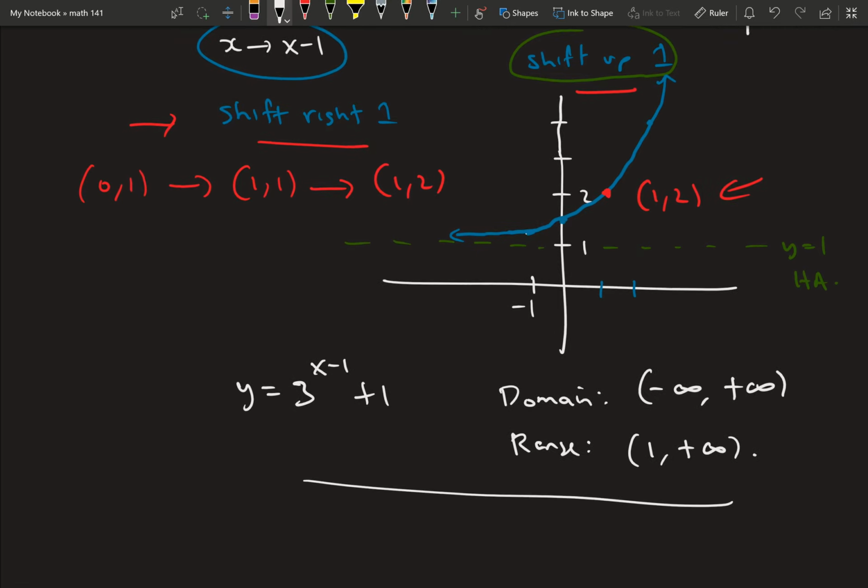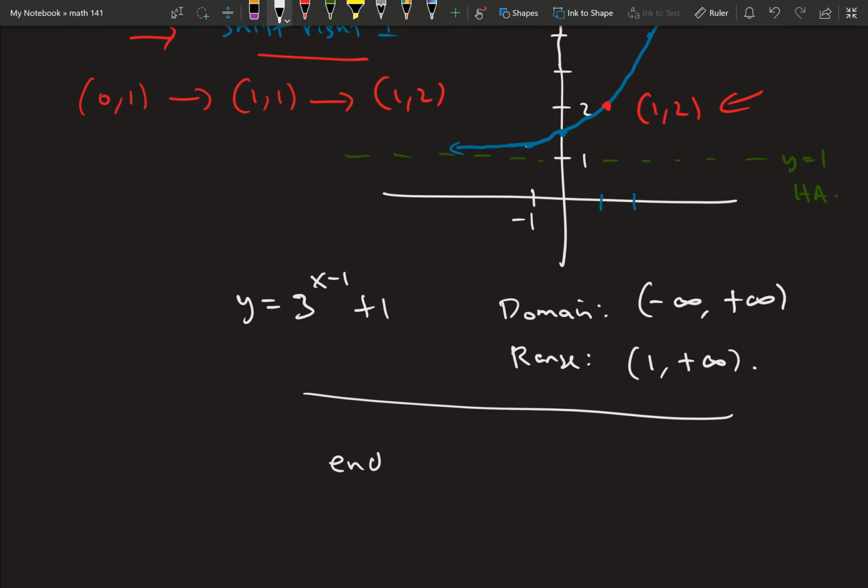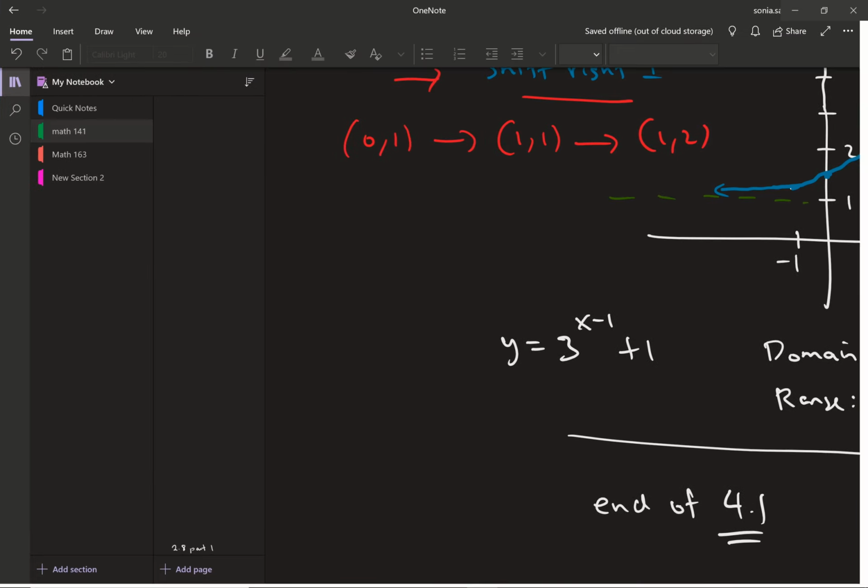Okay, so this is the end of 4.1. In the book, there's an additional topic which I'm not going to be covering, but this is the end of 4.1 that we're going to be talking about. In the next video, we'll start 4.2.